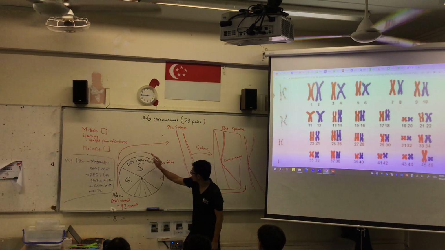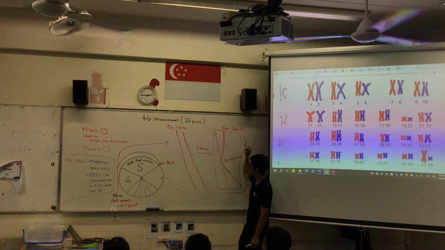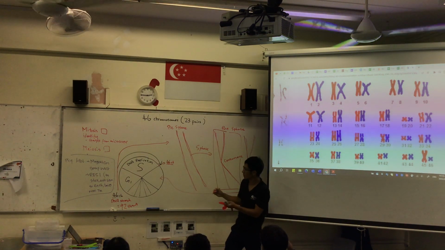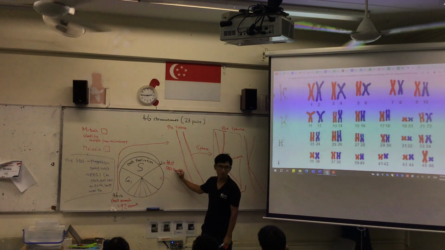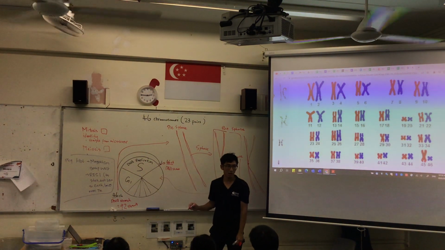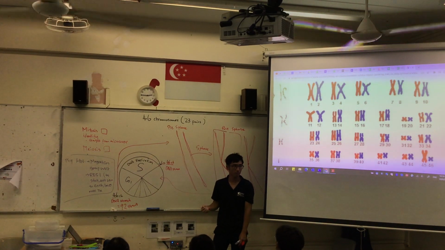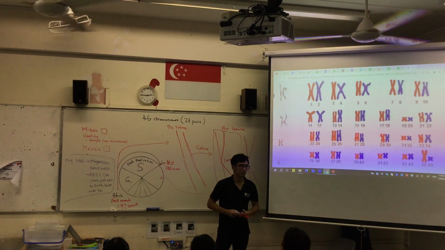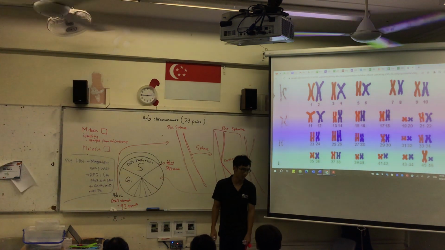However, after we go through S phase, even though I still have 46 of these entities, how many DNA strands do I have? I have actually twice the amount of DNA strands. Yeah? Following? Okay, yeah? Oh, what is a sister chromatid?